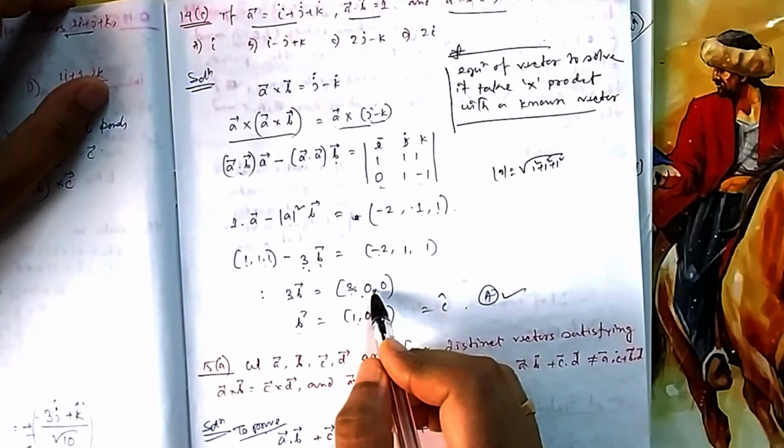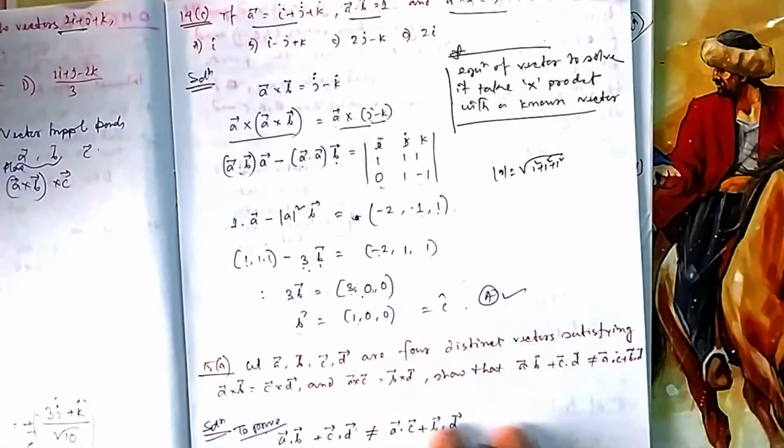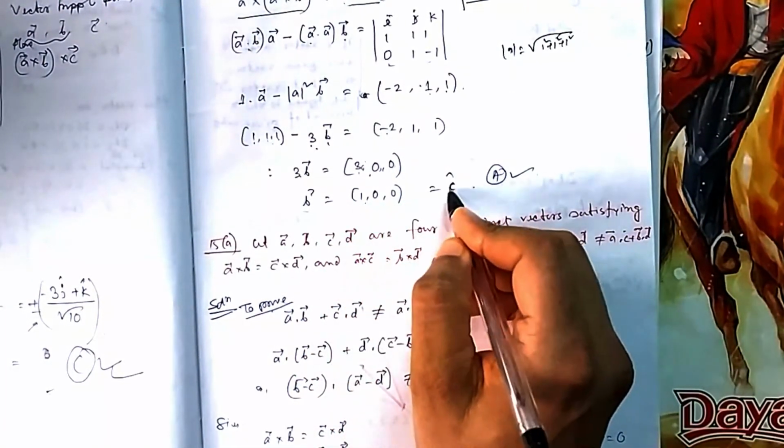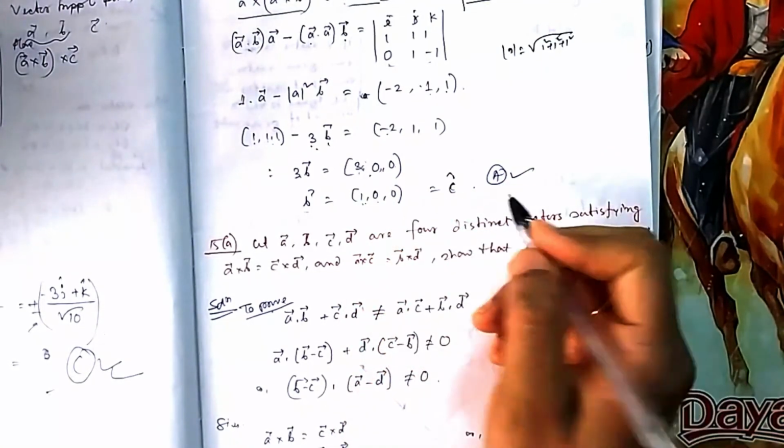So you think it's i, j, k only there. Don't think of it like coordinate geometry. Think that I have written it in such a way. So finally you will get b is equal to only i cap plus 0j plus 0k. That is your option A.